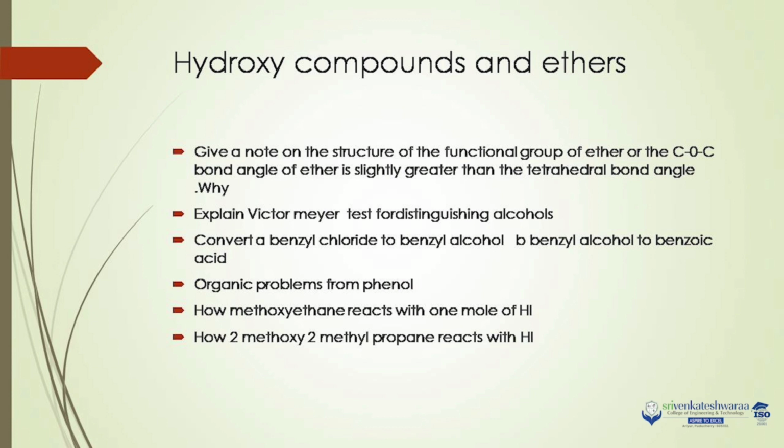Problems from phenol. If C6H6O is given, it indicates phenol. Generally they ask problems based on phenol, coupled with the Reimer-Tiemann reaction and Kolbe's reaction. Finally, when phenol combines with ammonia, there is the formation of aniline, and from aniline they will extend the problem, or else this A, B, C and D.